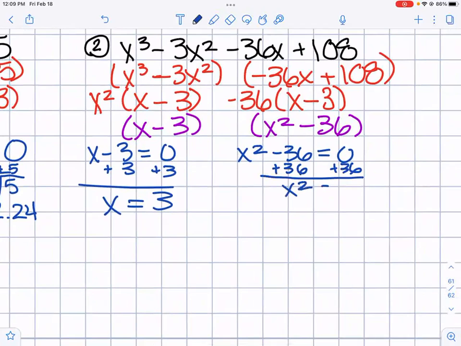X squared equals 36. Then what? Take the square root to get rid of that squared. And x equals 6. So x can be 3 or 6. Both will solve the problem.